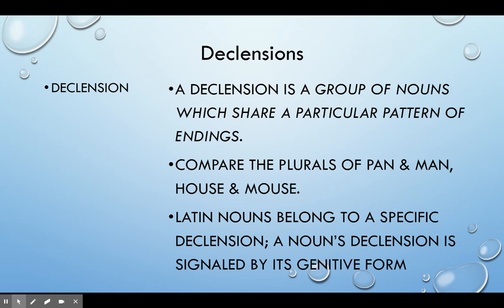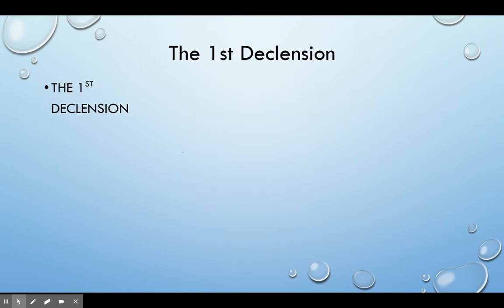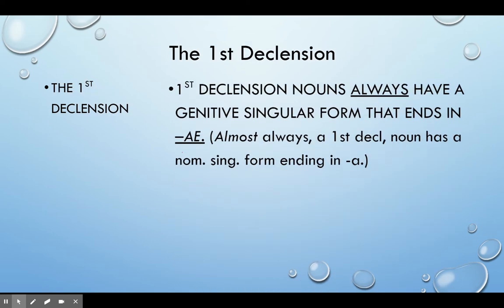Now, we're not worried about the second and third declension at this point in time. We're worried about the first. But as a big picture idea, it's important to know that Latin nouns always belong to one of the declensions, and that the noun's declension is signaled by its genitive form. That's true with the first declension, woohoo, which we are meeting here in chapter 1.